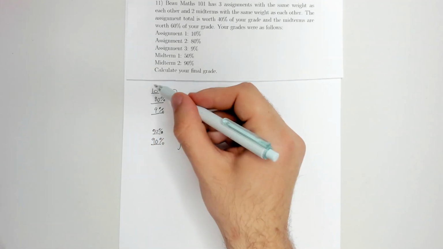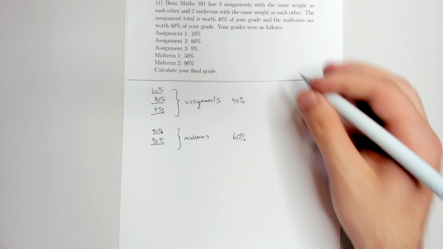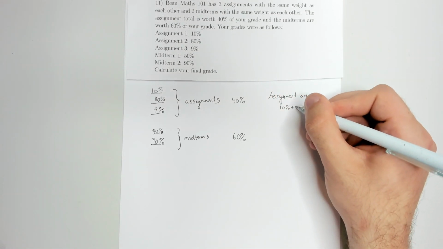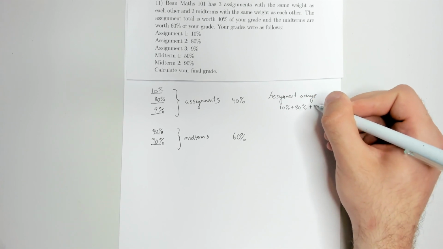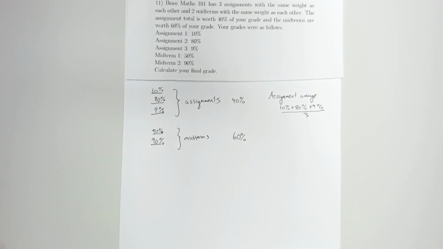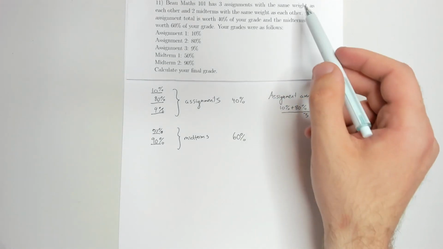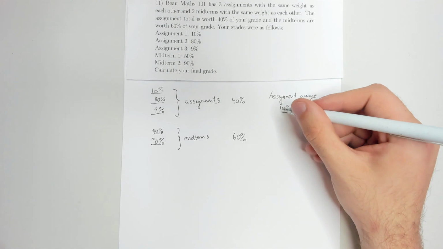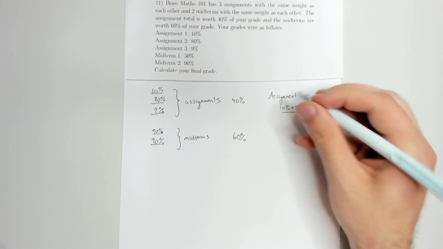So let's start by figuring out the average of our assignments. So the assignment average, well, that's going to be 10% plus 80% plus 9%. And we're going to add these all up and divide it by 3, because that's how you find the average, right? And we can do the average once again because these are all the same weight as each other. And we actually discussed in an earlier problem that the average is just an example of the weighted average where all the weights are the same. So that's what it is in this case here. So when we add up these percents, we get 10 plus 80 plus 9, so we get 99%.